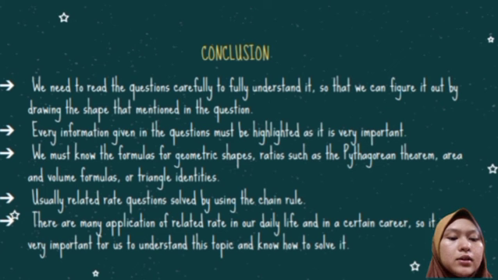Besides that, we also need to know and remember formulas for geometric shapes, ratios such as the Pythagorean theorem, area and volume formulas, and also triangle identities. Related rate questions are usually easier to solve using the chain rule, but not every question needs the chain rule. There are questions that can be solved by using the product rule, implicit differentiation, quotient rule, and others. Lastly, there are many applications of related rates in our daily life and in certain careers. So, it is very important for us to understand this topic and know how to solve it.